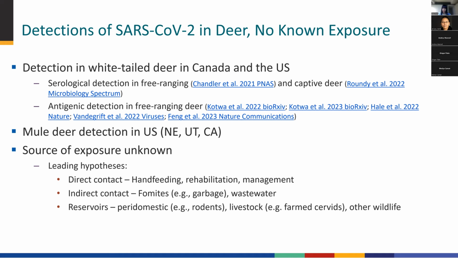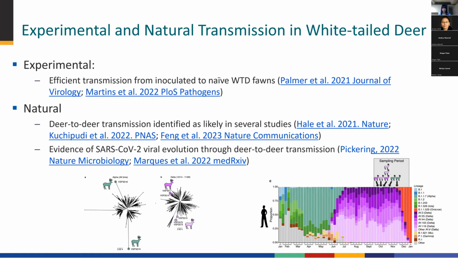But regardless of how they're becoming infected, what we know is that they can transmit the virus quite effectively within their populations. There are many studies now that show this. There are experimental challenge studies that show transmission between an infected white-tailed deer fawn and an uninfected one housed nearby. And we've also seen natural transmission events identified in several different studies, including a few of the ones I am showing figures of here. All of these support that the deer seem to be able to transmit and maintain infection within their populations, at least for some period of time.